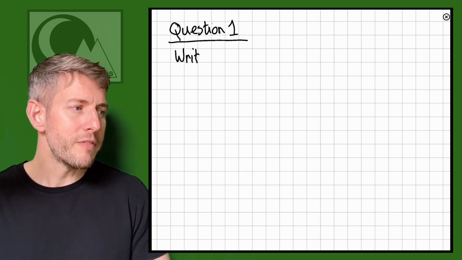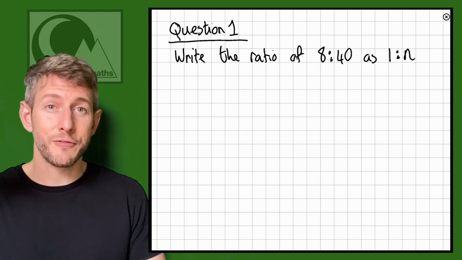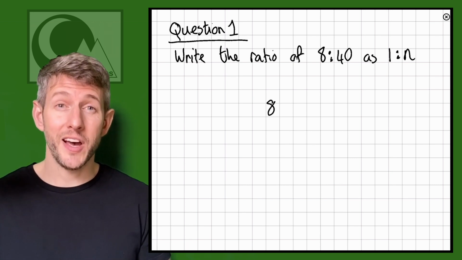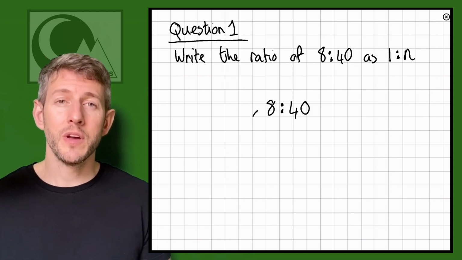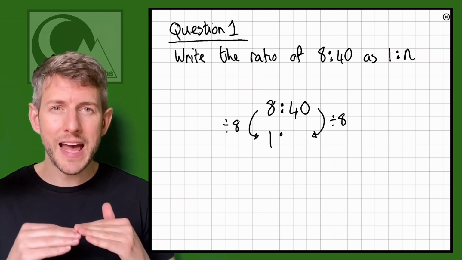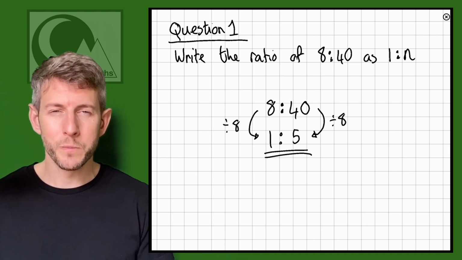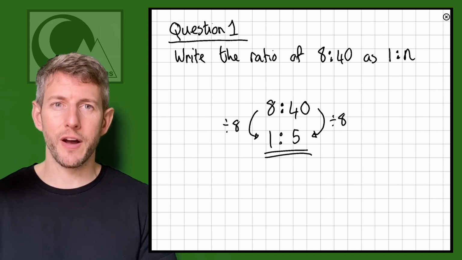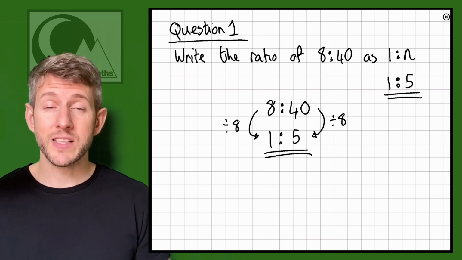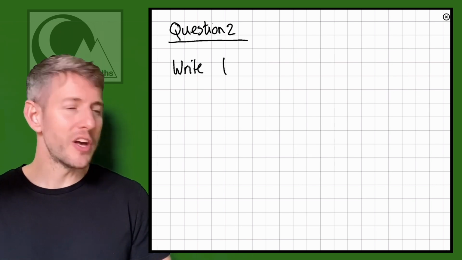So if we've got here the ratio of 8 to 40 as 1 to n, all they want us to do is turn that 8 into a 1. So because ratios are directly proportional, that means we just have to divide every number by 8. So 8 divided by 8 gives us 1, 40 divided by 8 gives us 5. So therefore, if we're writing 8 to 40 as a ratio as 1 to n, it will be 1 to 5.